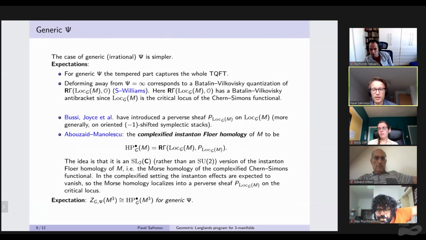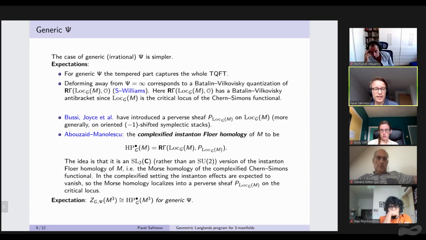Okay. So far, I've been talking about the case psi goes to 0 or psi goes to infinity. Now let me move to a completely different regime, which is the case where psi is generic, meaning irrational. In some senses, this case is actually simpler. And let me explain what this means.